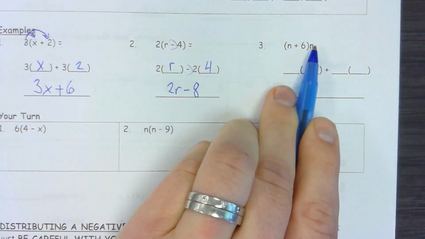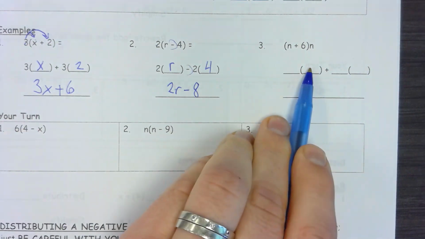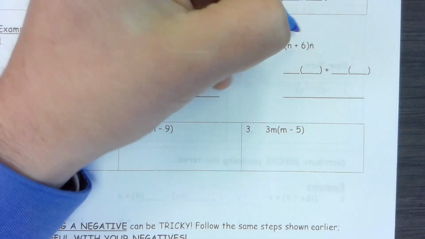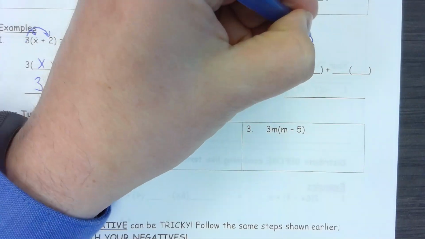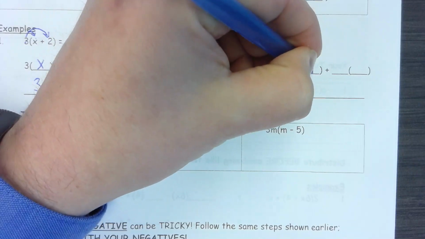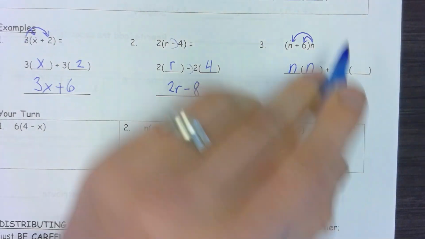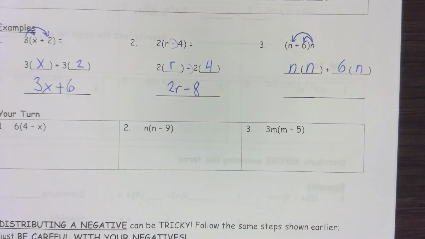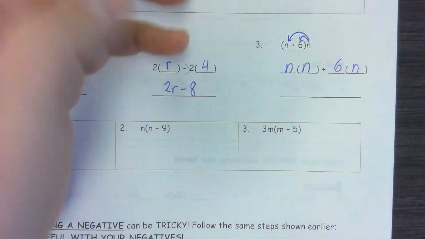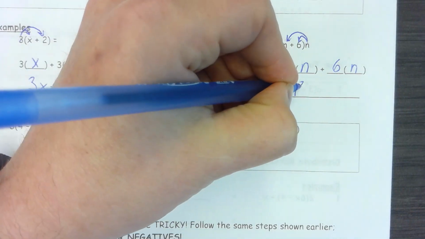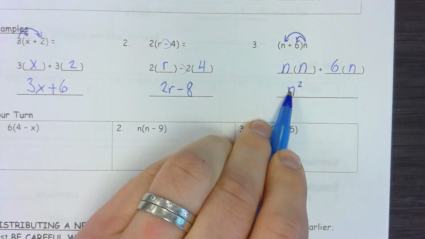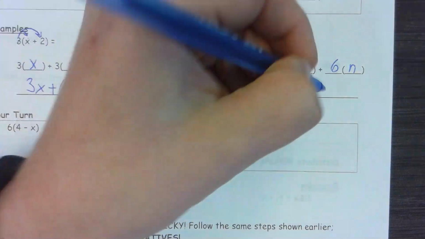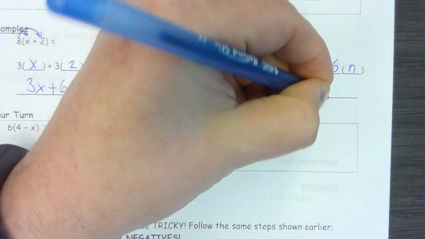Okay. And here's this thing on the outside. Now you can either drop it into this spot or drop it into this front spot, but we're doing n times n, and we're doing n times 6. I don't care if you put the n here or the n here. Either way means the same thing. Anyway, what's n times n? Well, we write that as n squared, because that's exactly what this means, right? Do n 2 times, n times n, plus 6n.